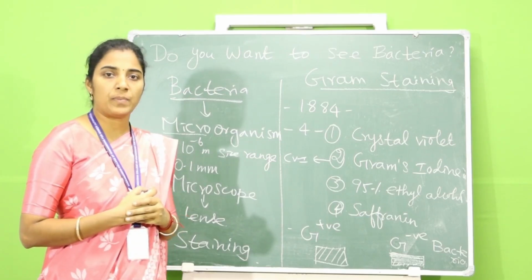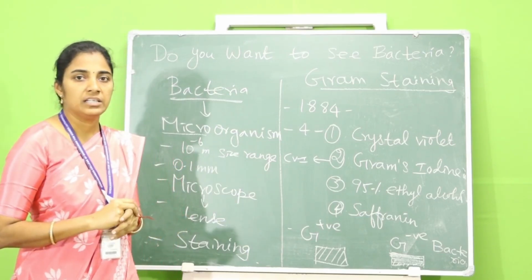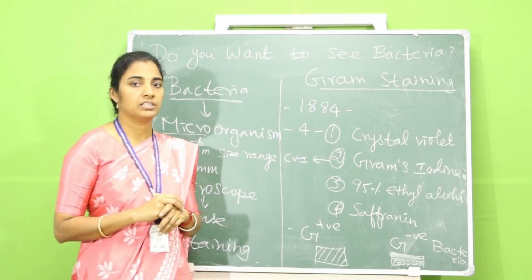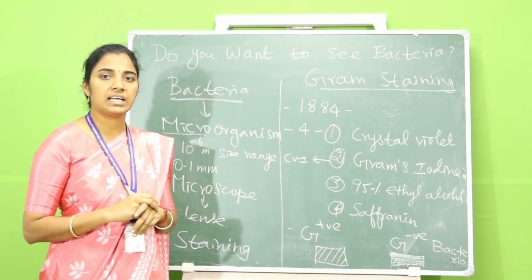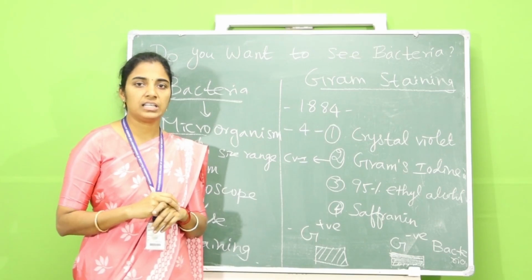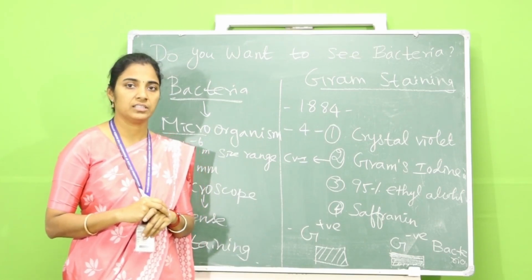Example for gram positive bacteria is lactobacillus. In curd, lactobacillus is present. Example for gram negative bacteria, E. coli. In sewage water, Escherichia coli bacteria is present.